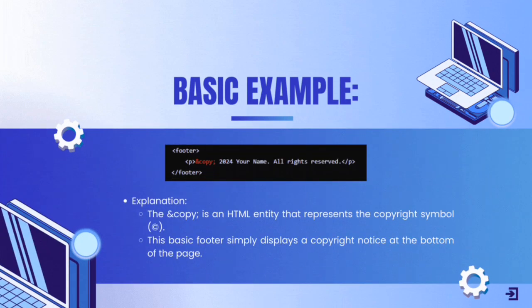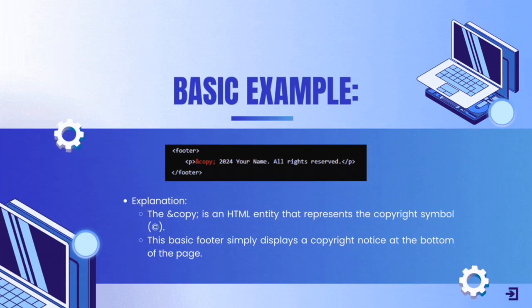Here, as you can see, this is the basic example of a footer. First, we have written the footer tag, and under that, we have written the paragraph tag. Then we have written the copyright symbol, the ©, then a colon. Then we will write 2024. You can write your name and company name. Then all rights reserved. As you can see, this is the footer section in the website.